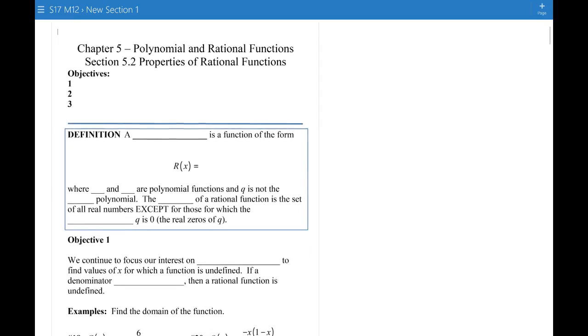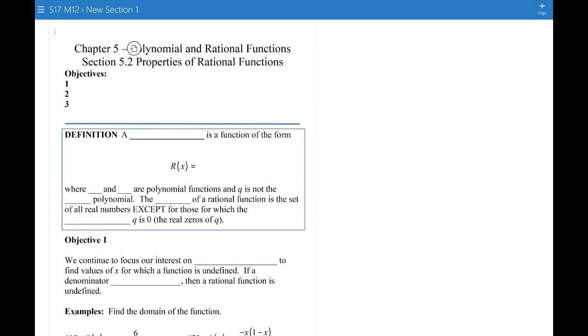So we're still in chapter 5 talking about polynomial and rational functions. Last section we talked a lot about polynomials, so we're going to move on and talk about properties of rational functions. So the first thing we're going to do is find the domain of a rational function.